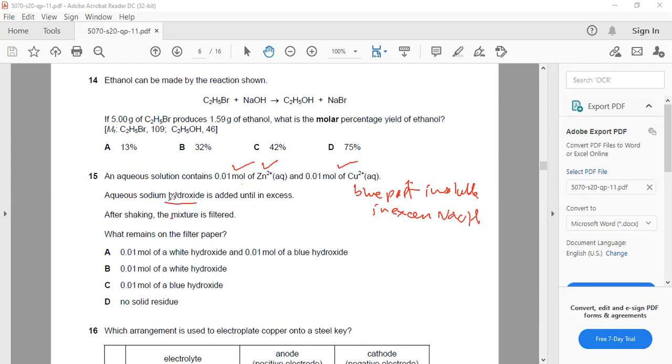The mixture is filtered. Excess NaOH is added. It means zinc will be dissolved. When you filter, copper will precipitate, will be remaining. That is copper(II) hydroxide, which is a blue colored precipitate. So copper is not soluble in excess, if you remember. So what will you get on the paper? Not white hydroxide, because it is soluble, only blue hydroxide, which is copper hydroxide. It is insoluble in excess. If you revise the test for ions, copper, if you add NaOH, it is insoluble. Blue precipitate is insoluble in excess.